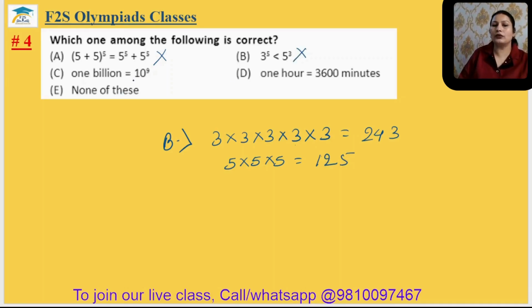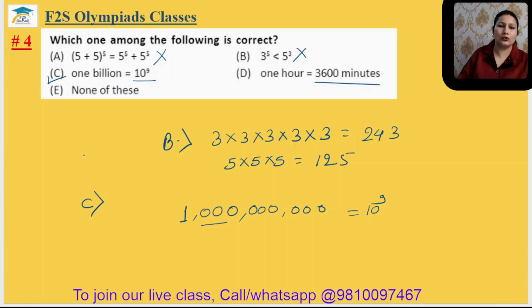1 billion equal to 10 to the power 9. So how many zeros are there in option C? Ones, tens, 100, 1000, 10,000, 100,000, million, 10 million, 100 million, and then billion. How many zeros should be there? To 10 to the power 9. Yes, C option is correct. 1 hour equal to 3600 minutes? No, it should be 3600 seconds. The fourth answer is option C.